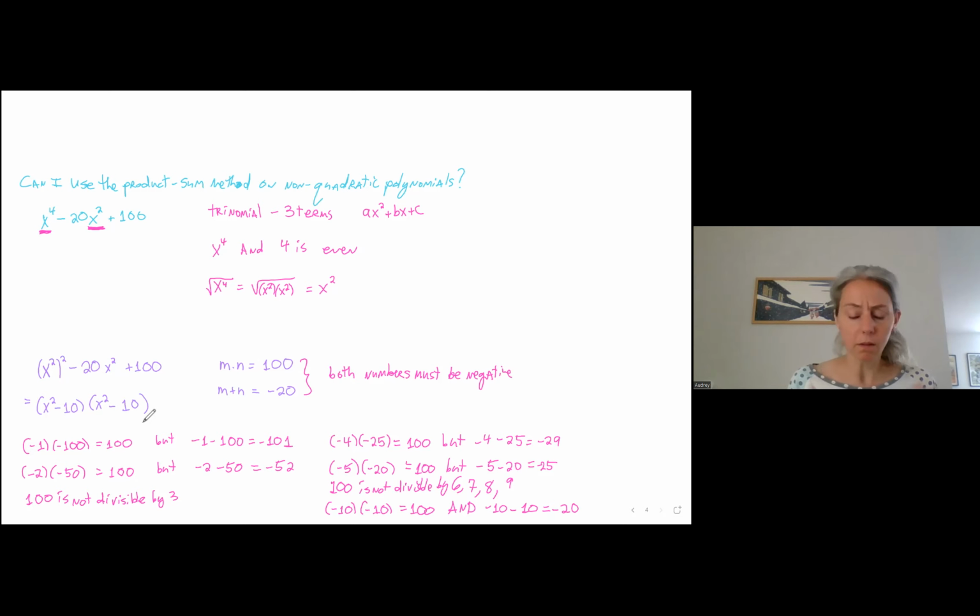Now it's a little bit harder to see, but we can also continue factoring this because these are both differences of squares. So this is x squared minus 10 squared. And because that's a difference of squares, that's x minus the square root of 10 times x plus the square root of 10. And they are both squared. And this is my final answer.